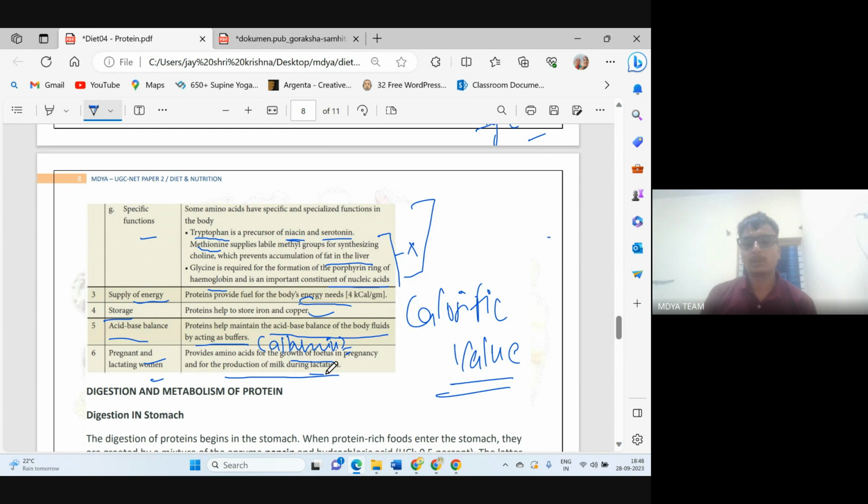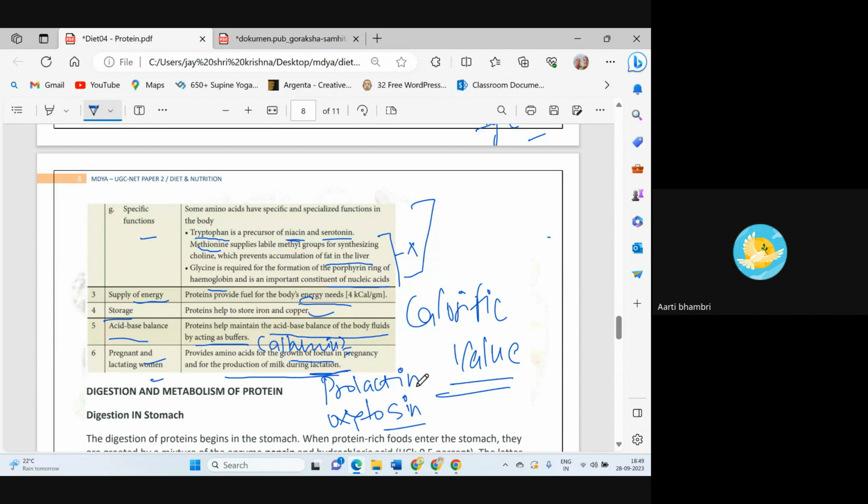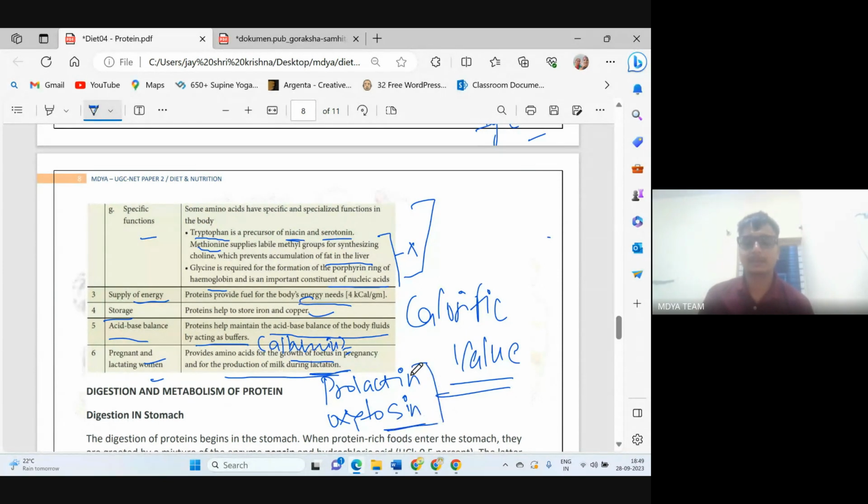So which hormone is responsible for production of milk? Two hormones are there. Prolactin is released from the pituitary, and the other hormone is oxytocin. Prolactin, yeah, please keep this clear in your mind. Prolactin is responsible for production of milk. Oxytocin is responsible for coming of milk out of the mammary gland.